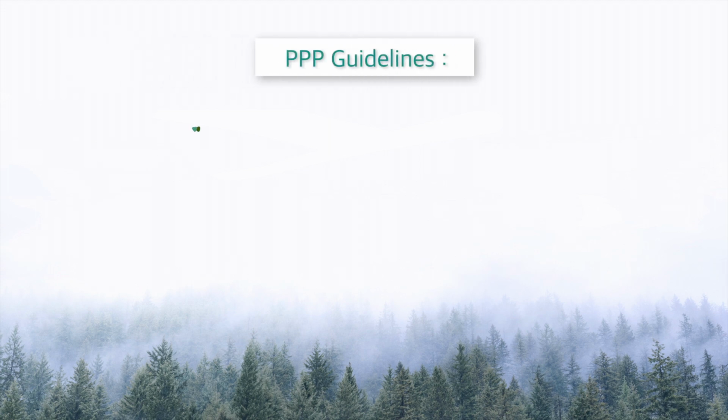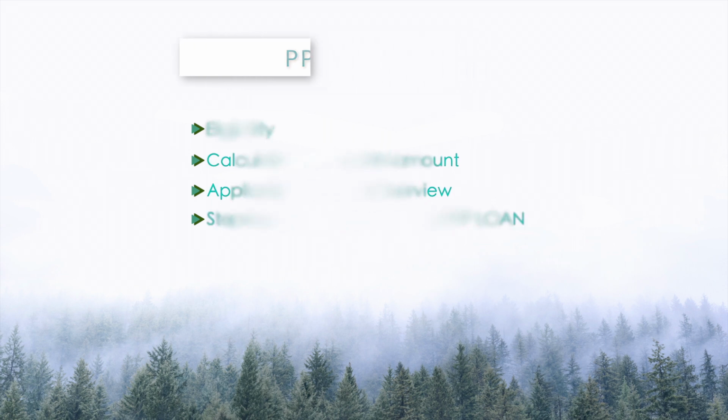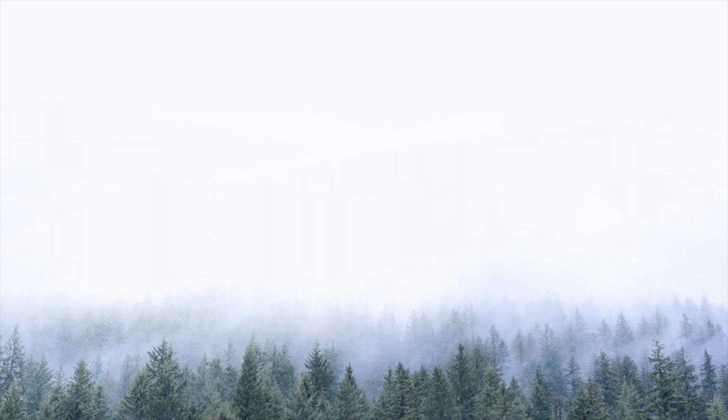Overall, we'll be going through the eligibility criteria on PPP loan. Then we will see how to calculate your PPP loan amount. After that, we'll look into the application process overview. And finally, we'll go through the application itself in detail. We will see where and how to apply and all the steps after the application too, right up to SBA approval letter and funding. So sit back and be aware.